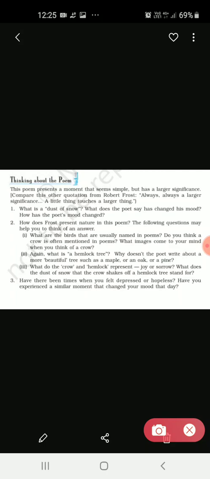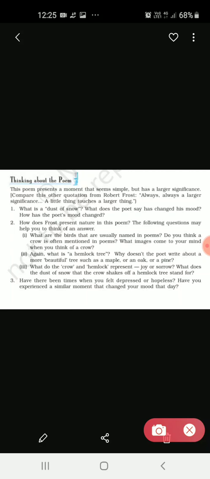What is dust of snow? Why does the poet say it has changed his mood, and how has the poet's mood changed? As we know, students, dust of snow here refers to the tiny particles of snow. The particles are so small that the poet referred to them as dust. The poet was in an awful mood when particles of snow had fallen on him. This changed the poet's frame of mind instantly, and his day got a lot better.